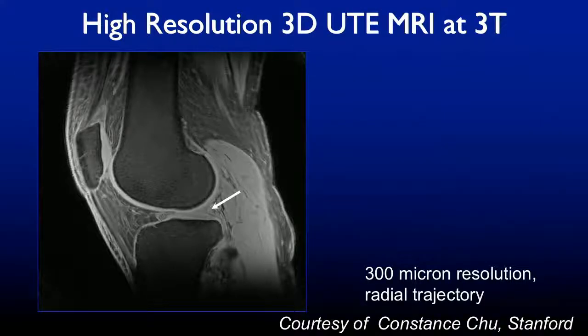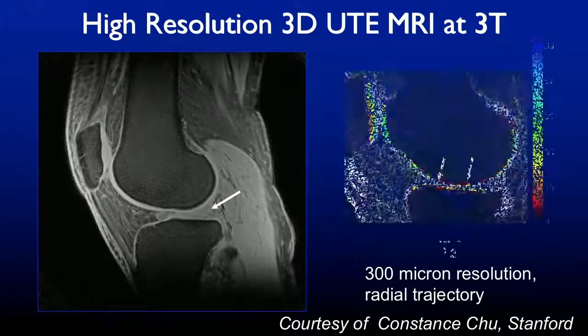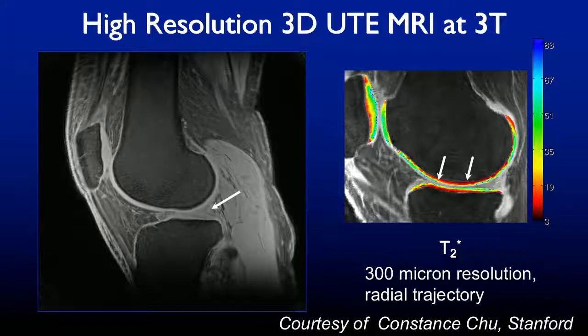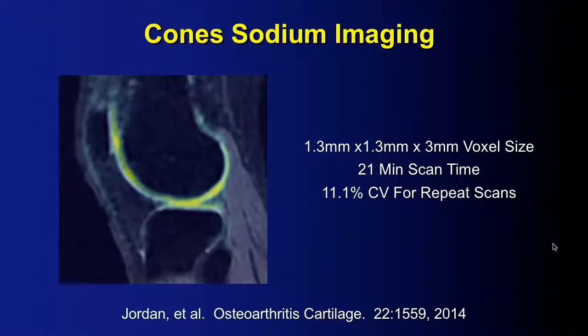3D UTE MR has also been used in the setting of injury to look at the articular cartilage, particularly the calcified layer of the articular cartilage. And Constance Chu and her group at Stanford have shown that the deep layer of the articular cartilage T2 star relaxation time, as measured by this technique, correlates with the recovery of patients from an ACL injury and potentially with the development of post-traumatic osteoarthritis.